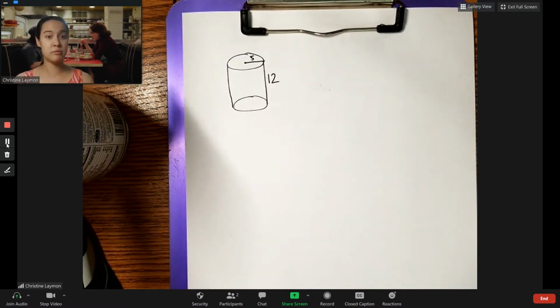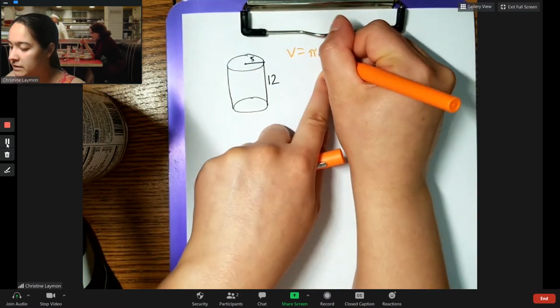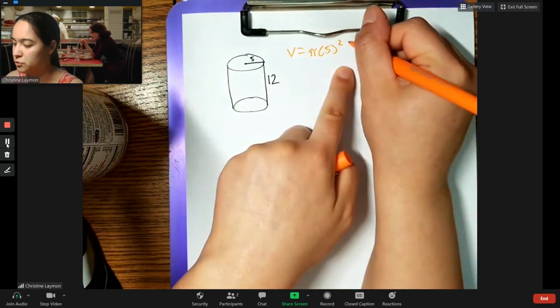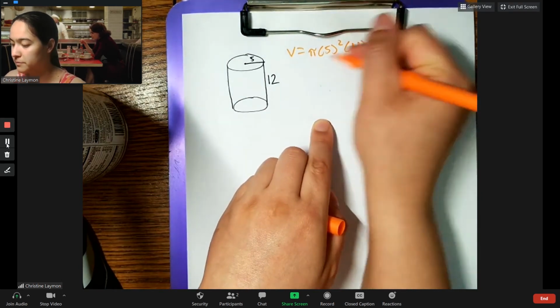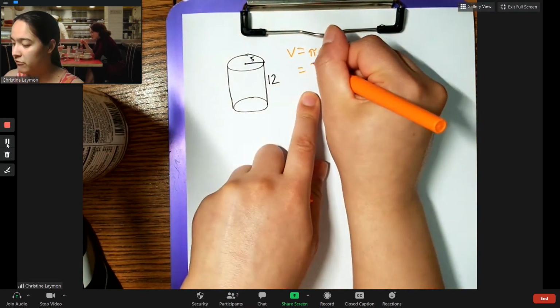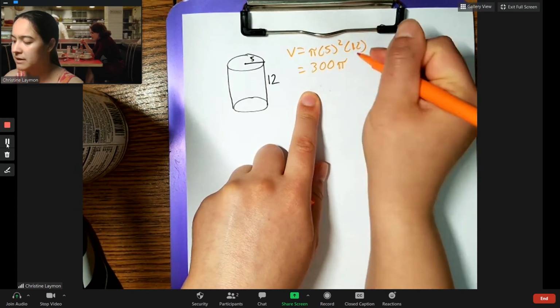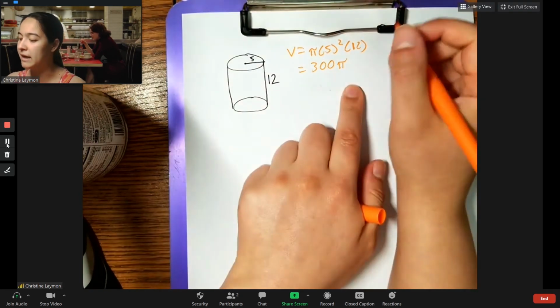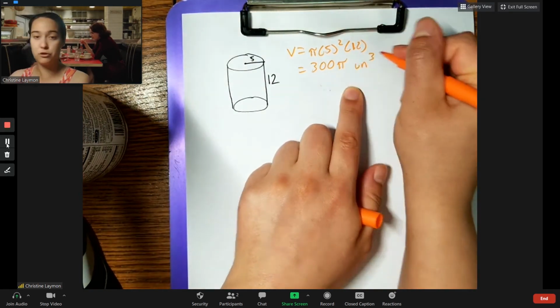So let's start with volume. The area of my base is pi r squared. Well, it's a circle, so pi 5 squared. Pi times 5 squared, that's the area of one base, times the height, so times 12. Well, 5 squared is 25, so what I really have is 25 times 12, which is 300. So I have my volume of 300 pi, and for the purposes right now, I'm just going to leave it in terms of pi. So 300 pi, and these are units cubed.